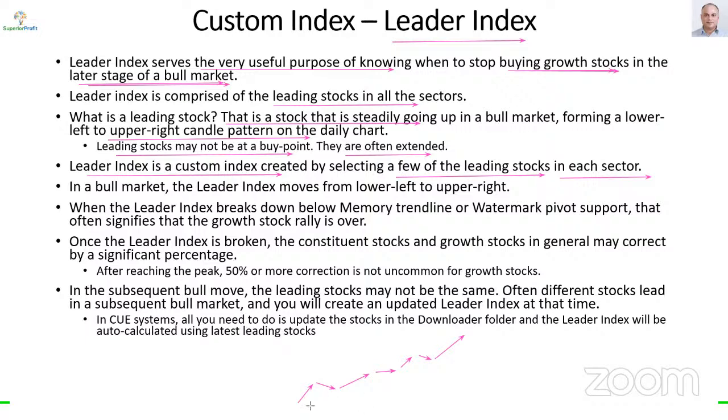Because it's moving from bottom left to top right, it will usually have a memory trend line support, one or multiple. When the leader index breaks down below those or that memory trend line, and sometimes if it is moving sideways, it may break below watermark pivot support, that often signifies that growth stock rally is over. And that happens again and again in every bull market. And remember, it's about growth stocks. Not all stocks rally will be over.